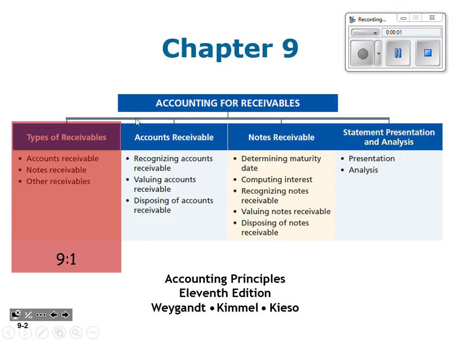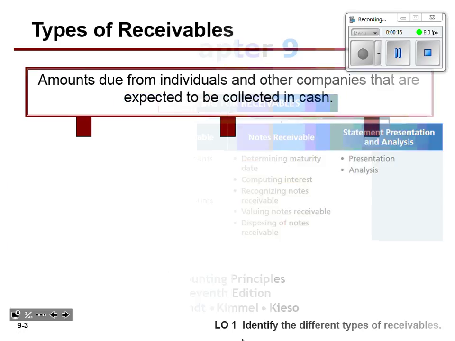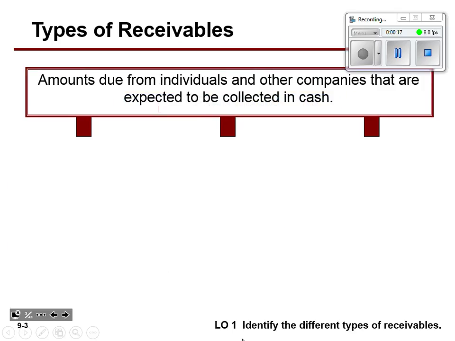So chapter 9, as I talked about yesterday, is all about receivables. An asset that is very much under the watchful eye of someone, so we get paid eventually. The first section's super fast. It just talks about, well, what are the types of receivables? And it boils down to 3.